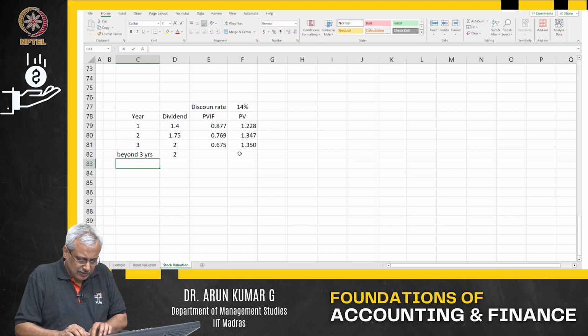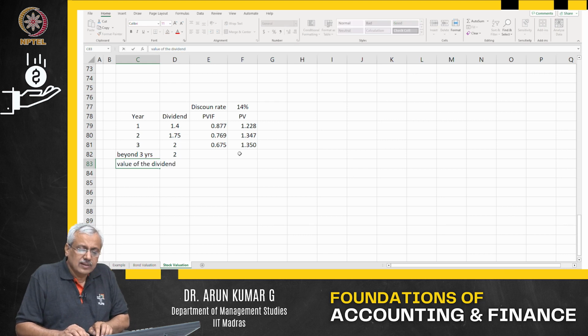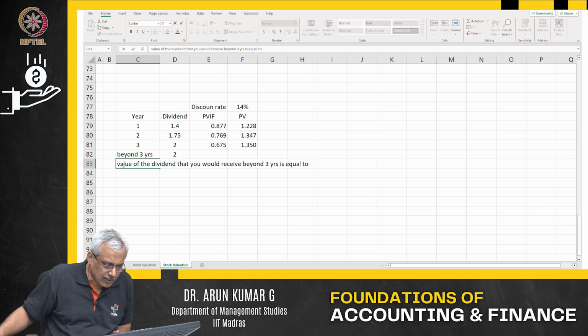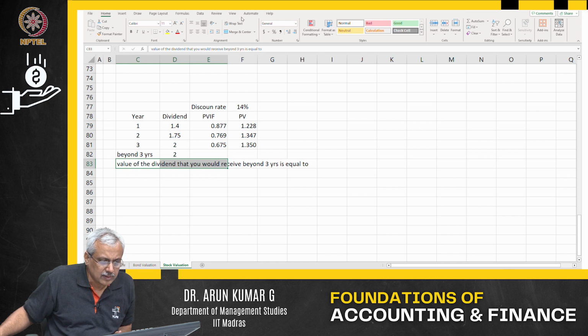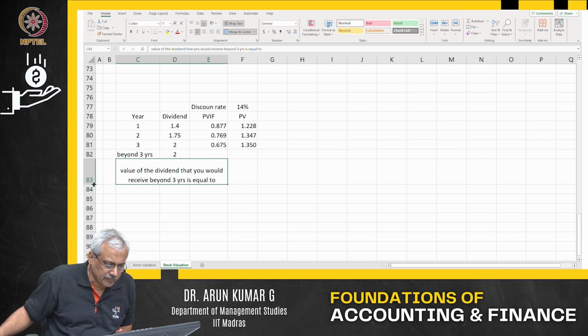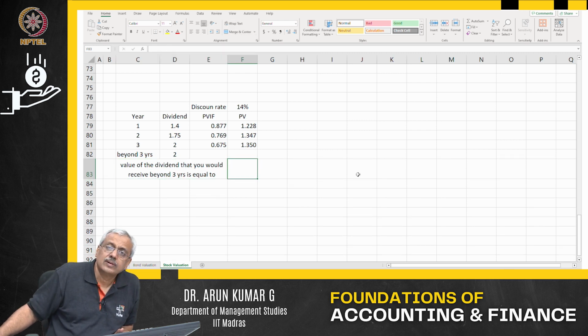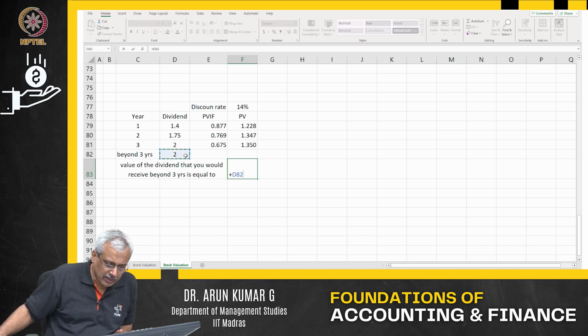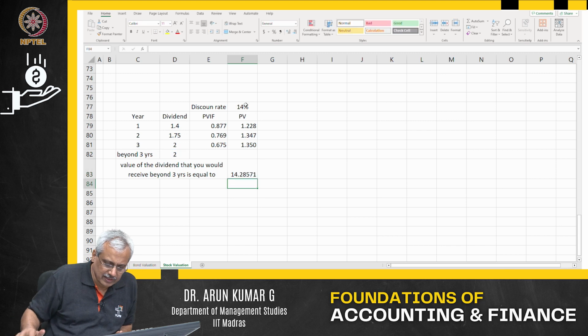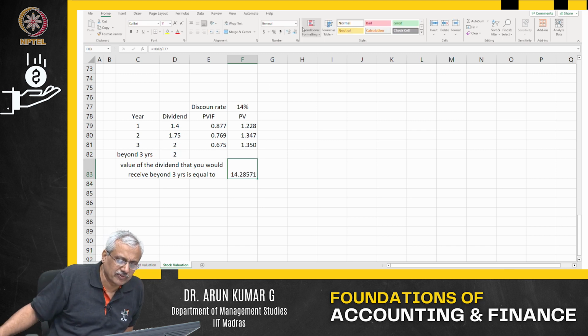The value of the dividend that you would receive beyond 3 years is equal to, what did we say? This is the dividend I am going to get, constant growth, and this is the rate, this is the one, 14.28.